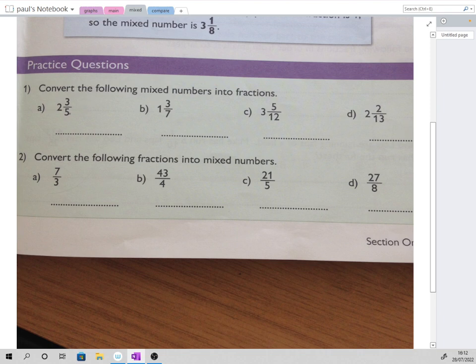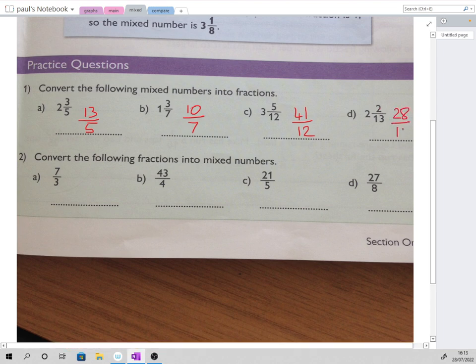Fingers crossed. 5 times 2 is 10, plus 3 is 13, so 13 over 5. 7 times 1 is 7, plus 3 is 10 over 7. 12 times 3 is 36, plus 5 is 41 over 12. And 13 times 2 is 26, plus 2 is 28 over 13. Alright, let's go back the other way.